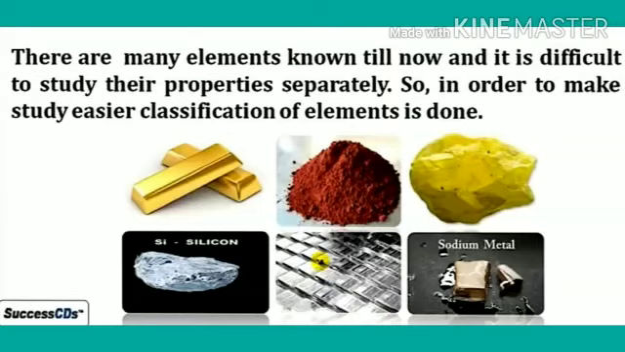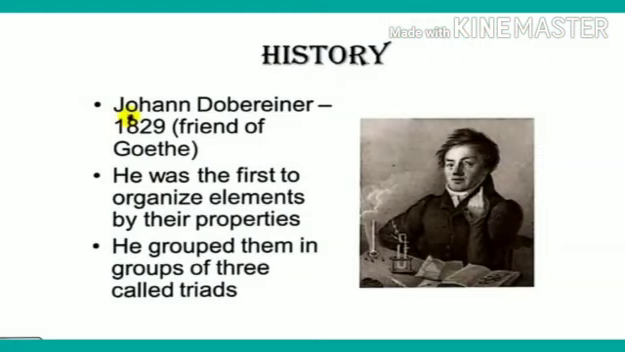Many attempts have been made by different scientists in order to classify the elements. First attempt of classification of elements was made by German scientist Dobereiner. He made a group of 3 elements having similar properties. This group of 3 elements is called triads.